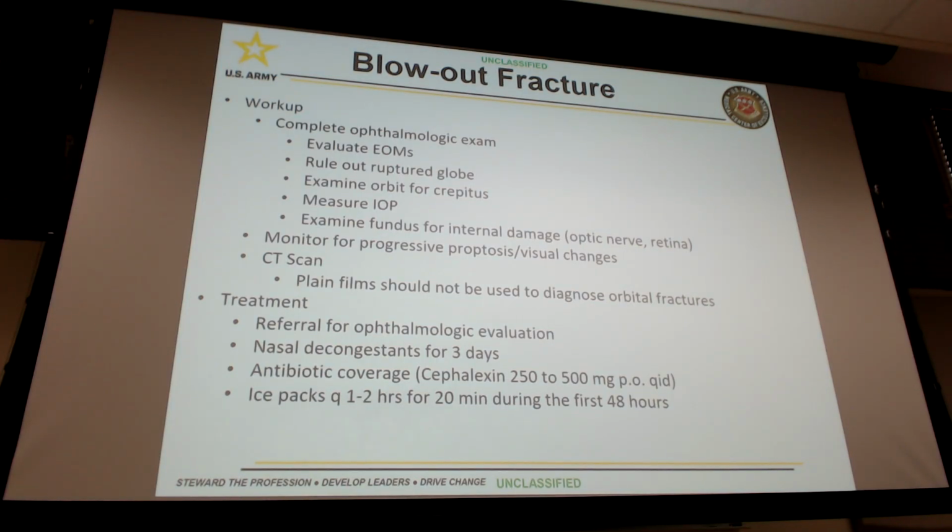Okay, what do we do? Evaluate the EOMs, make sure there's no restriction, rule out a ruptured globe, rule out any retinal damage as well, do a CT scan on these patients, and then punt them to ophthalmology.